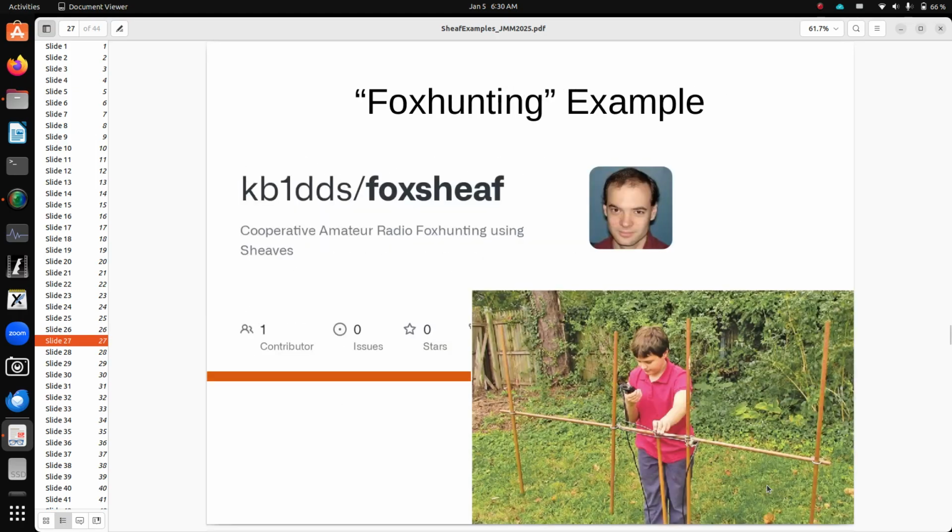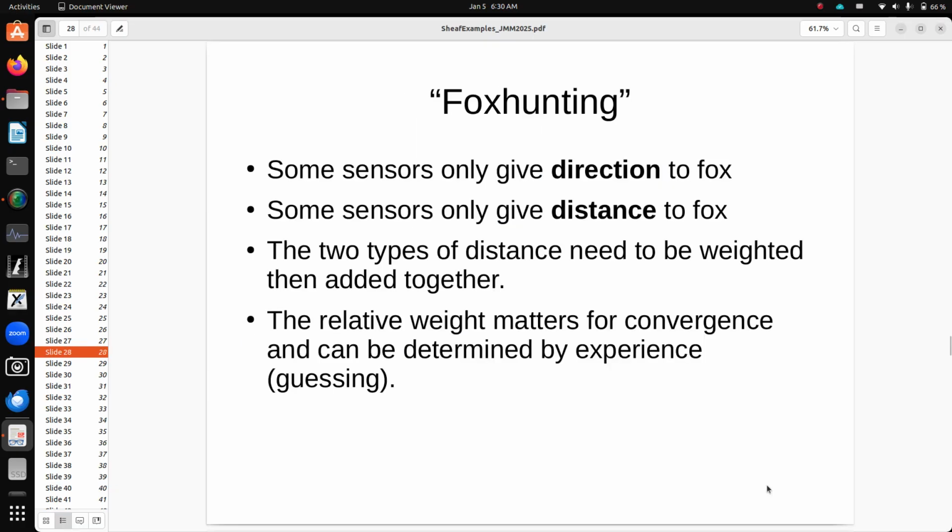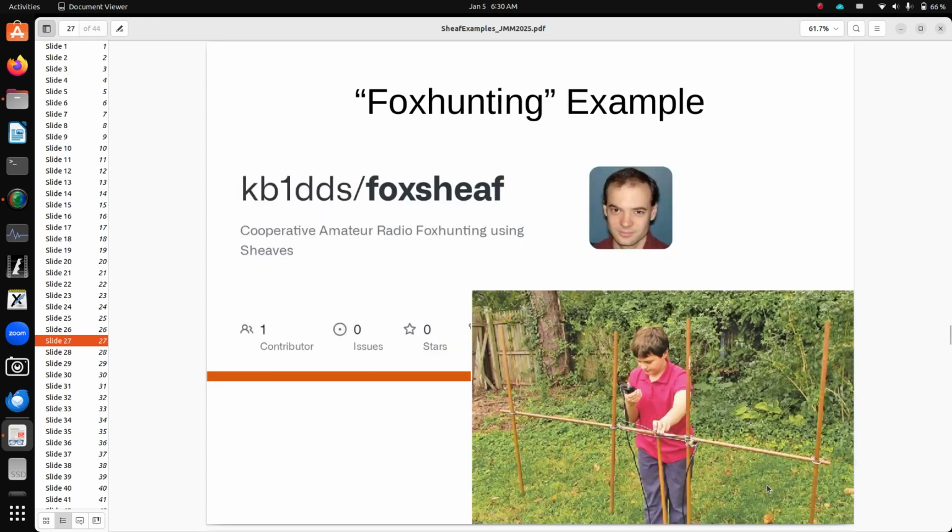Okay, next example is fox hunting. This is just an amateur radio hide and go seek with a hidden radio transmitter. This is one of our kids, Edwin, obviously younger in this photo. For this model, we're going to combine 2 types of distances. We're going to assume some sensors can only tell us the direction in which the hidden transmitter is, and this is the type of antenna he's holding right there.